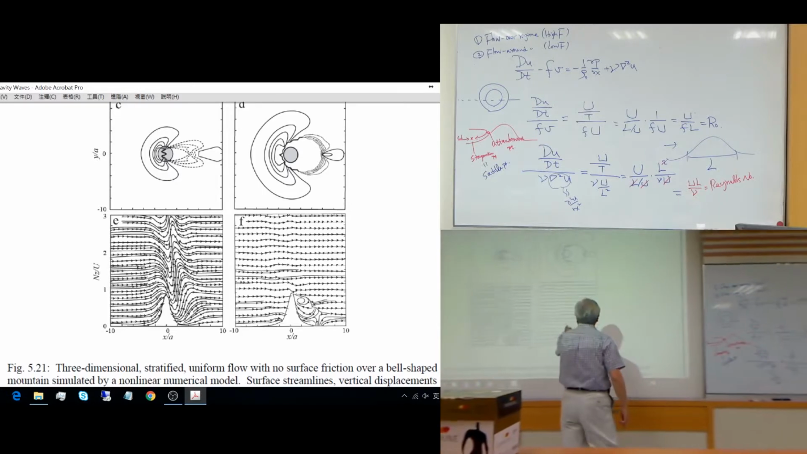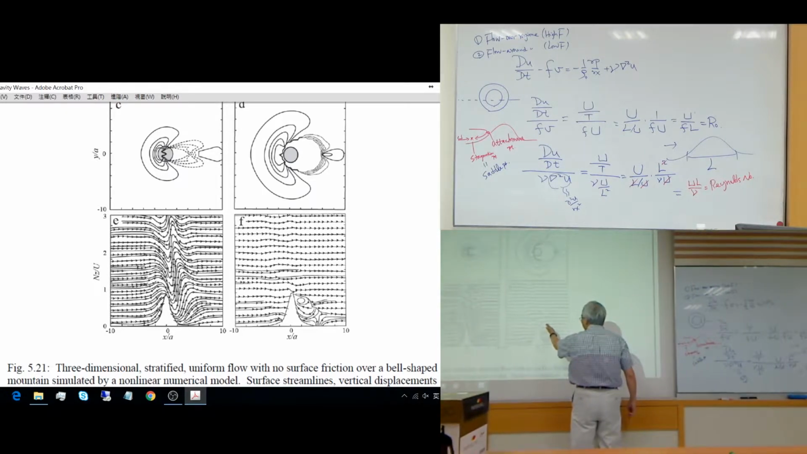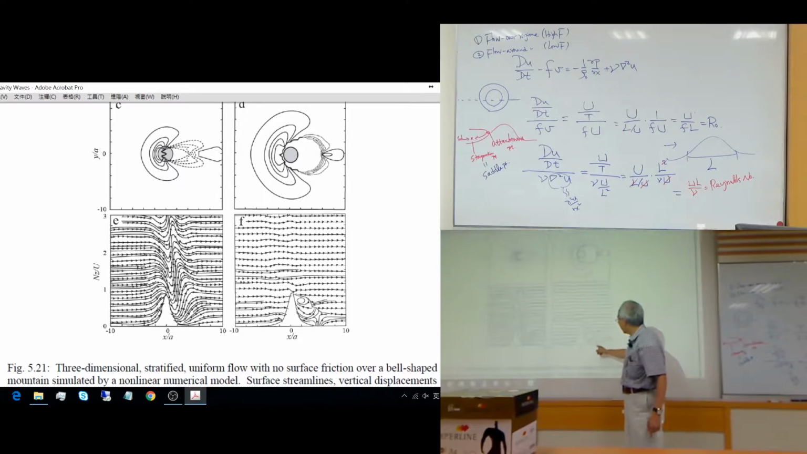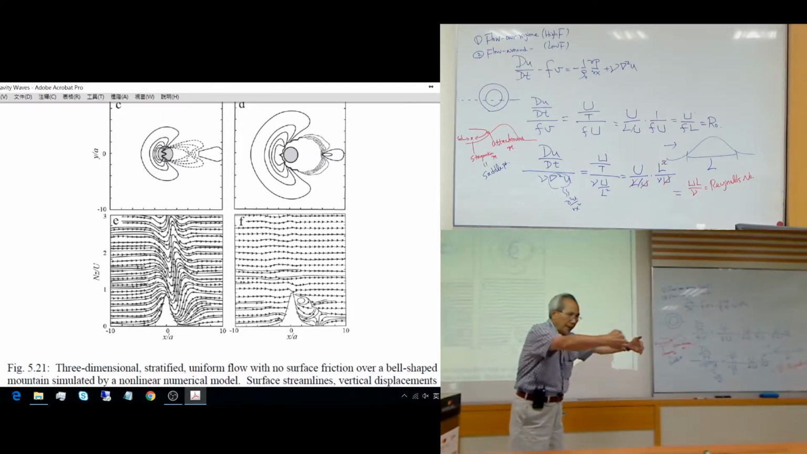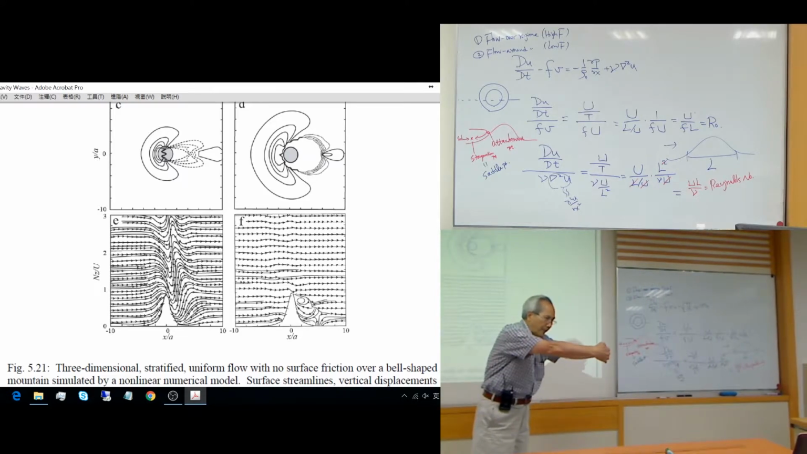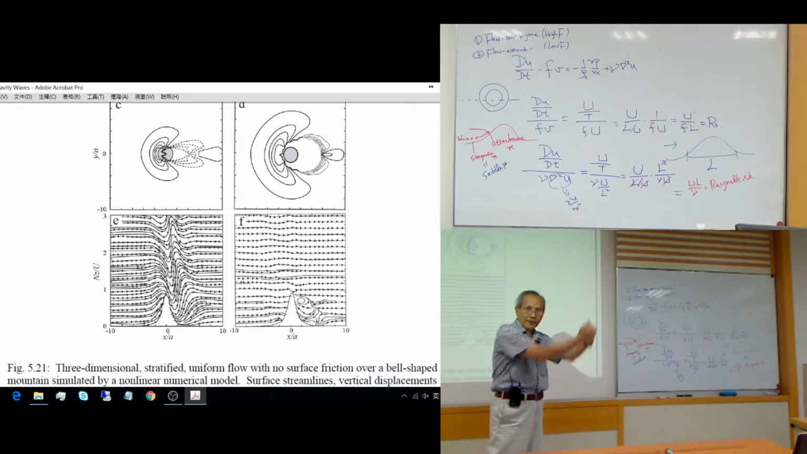And here you have flow going over, and then returning back, coming here. So this is the attachment point here. This is due to the vortices. The flow converges, and then has nowhere to go, so it just goes up.